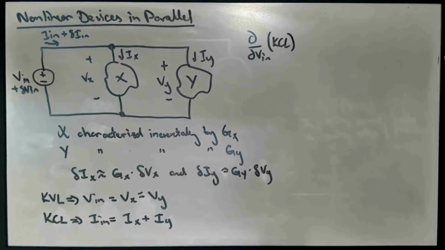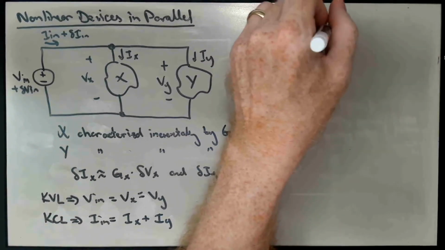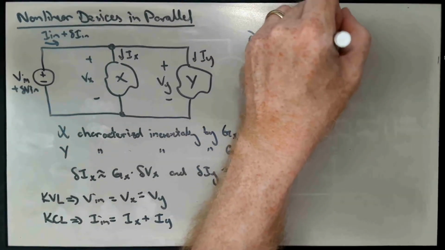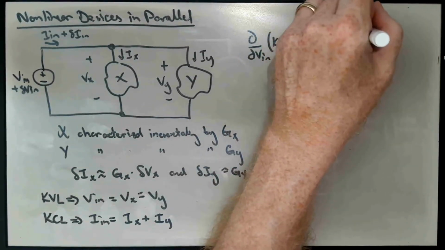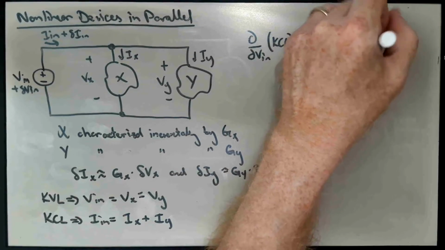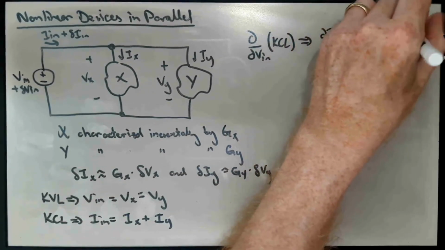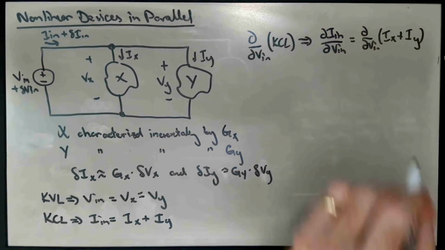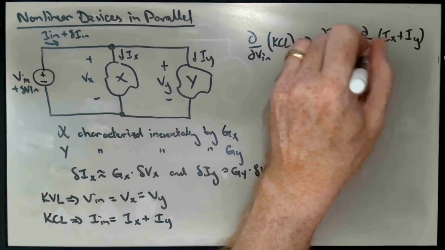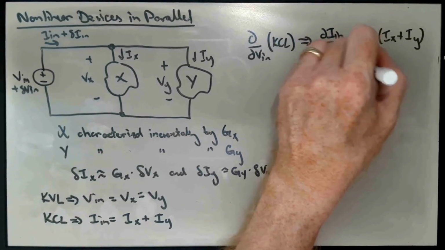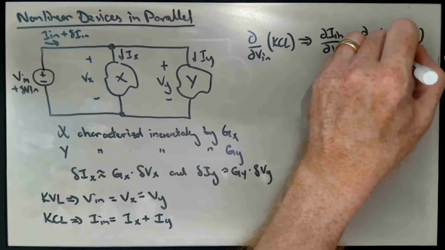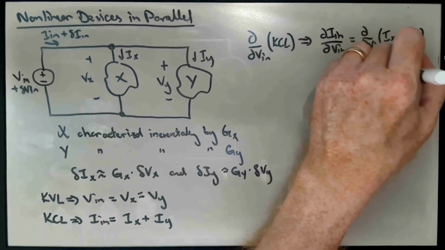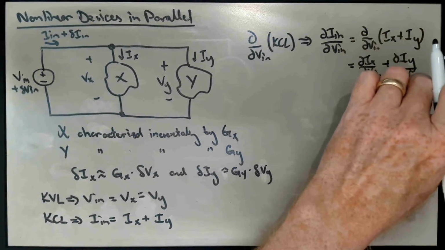With respect to Vn. That tells me that dIn/dVn is equal to d/dVn of Ix plus Iy. Well, derivative is a linear operator, so this is equal to dIx/dVn plus dIy/dVn.